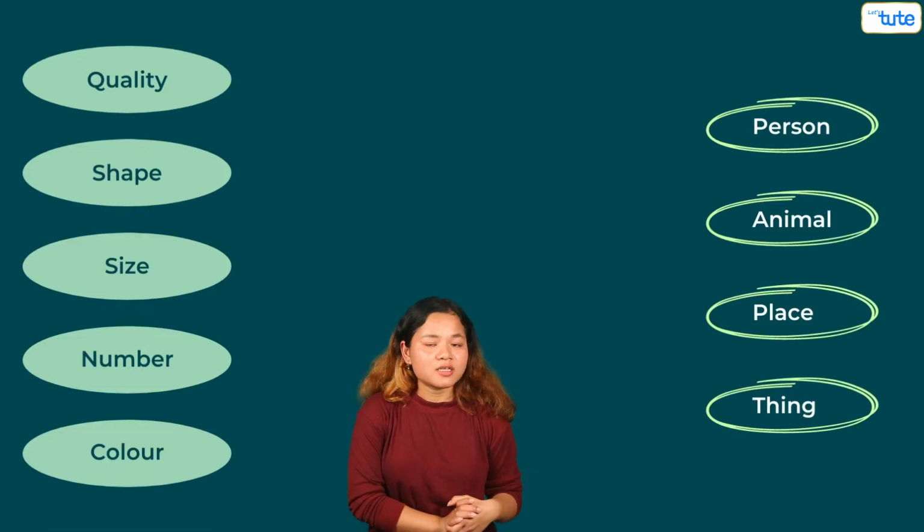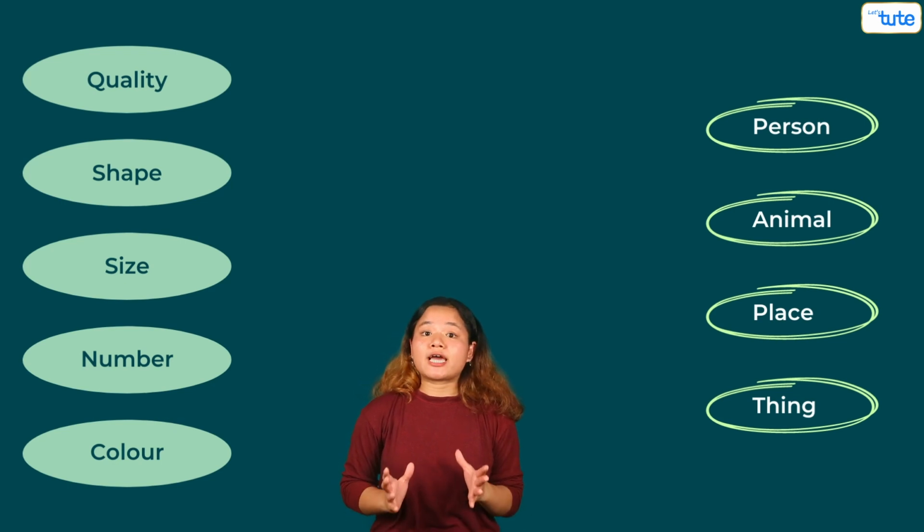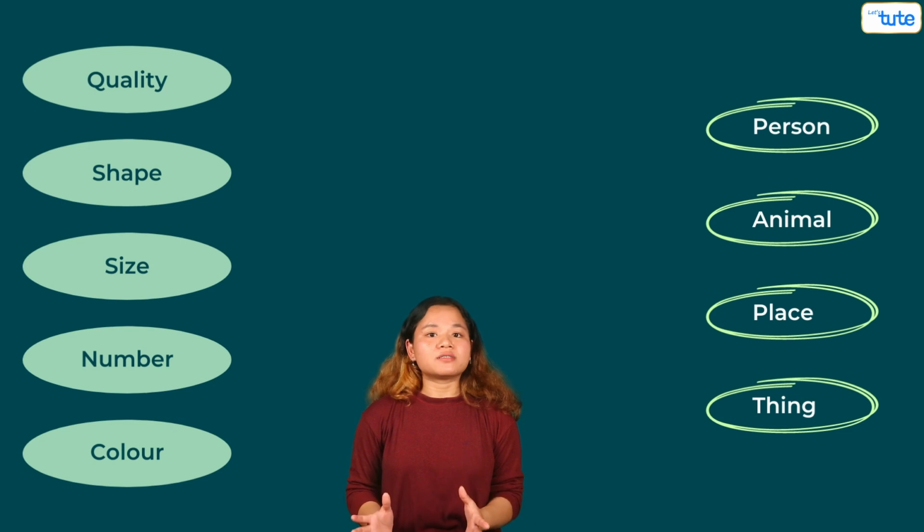Isn't it interesting? We now know that the words that describe the quality, shape, size, number, and even color of a person, animal, place, or thing are called adjectives. Hope you got what adjectives are. But that's not all. Let's dive deep into this topic and learn different types of adjectives.